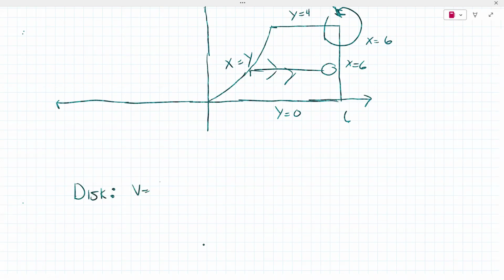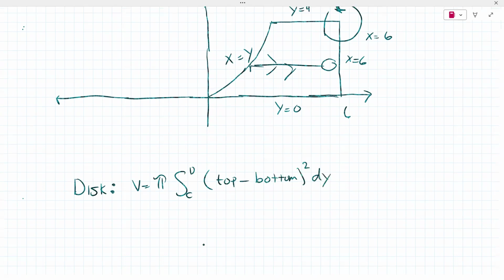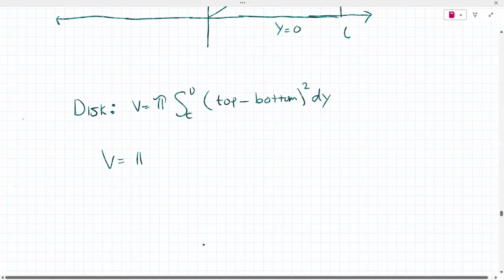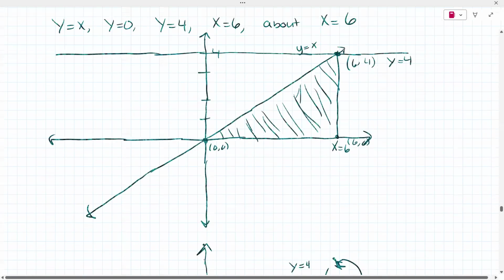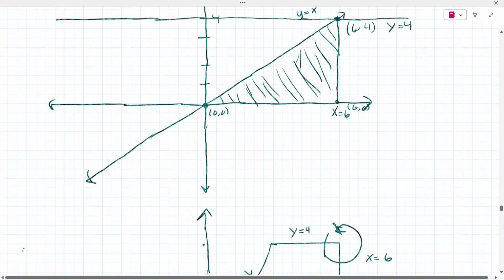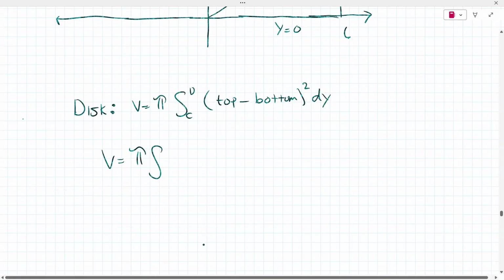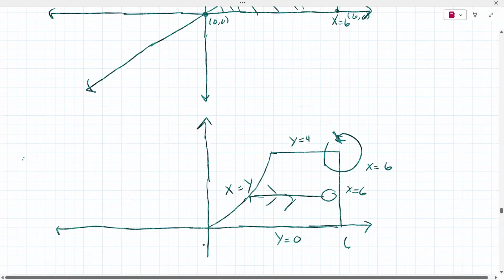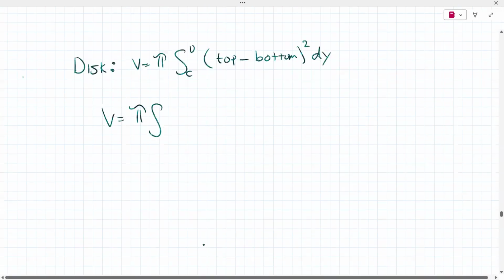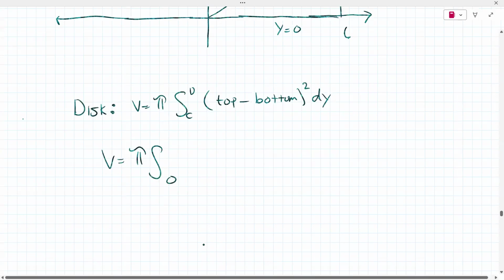So it's going to be volume equals pi from the interval c to d. And we're going to do top minus bottom squared dy. And our top is 6 and our bottom is 0, right? No, our top is 4. Why did I say 6? And our bottom is 0. So our C is 0, and then our top D is 4.